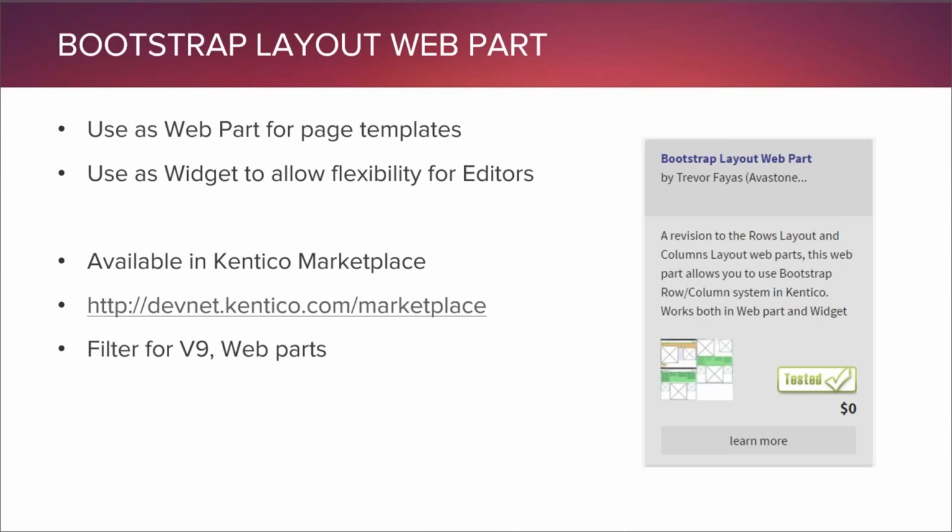It can also be converted into a widget and again, if you have some reasonably tech-savvy editors, you can give them the ability to actually add columns and rows to their pages kind of freely without them trying to use a table, by making this available to them as a widget. So it is in the Kentico Marketplace. The easiest way to find it is to filter for items in version 9 and then click on the web parts tag, and then there's only 9 on the page, and it's one of those.